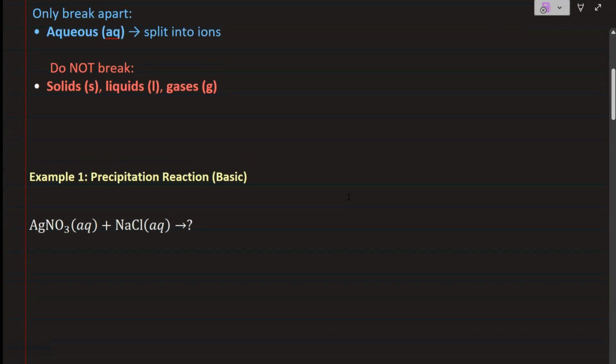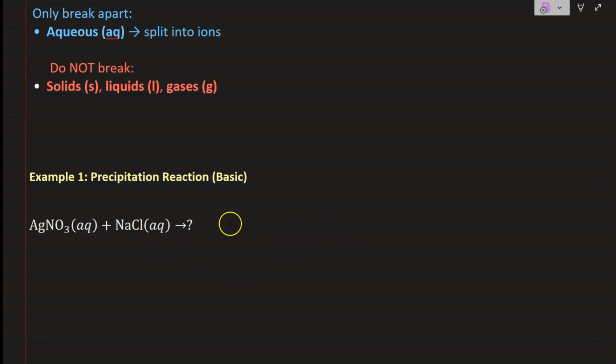Here is the first question. We have silver nitrate and a salt, both aqueous, by the way. We want to know what's going to happen, find the product, and put it into the full ionic equation and go from there. Okay, let's break it up first. And remember that every time you do any of these equations, you need to balance the molecular equation first, then break it down.